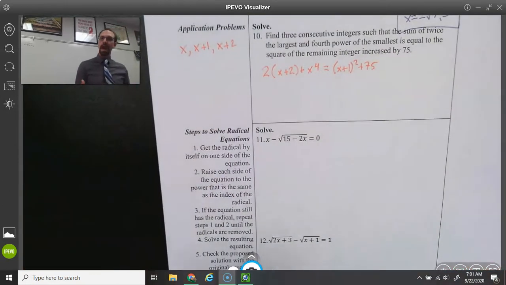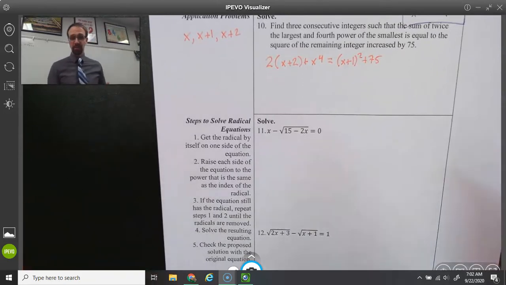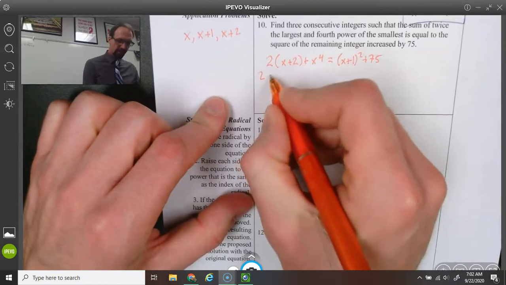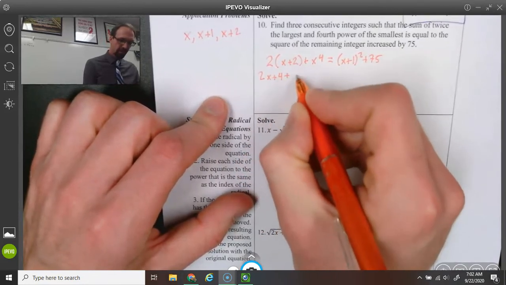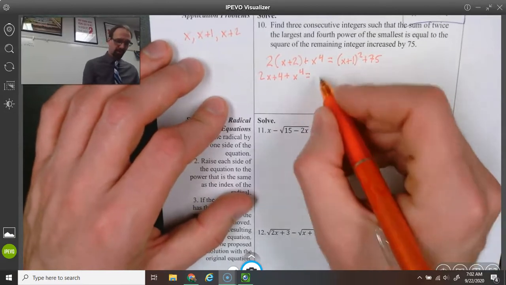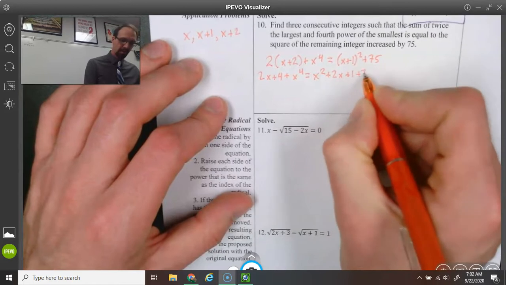Knowing how to read this sentence mathematically and converting it from English to math symbolically is going to help us. I'm going to simplify the left-hand side. That's 2x plus 4 plus x to the fourth is equal to, on this side, if I square out x plus 1 squared, I get x squared plus 2x plus 1 plus 75.